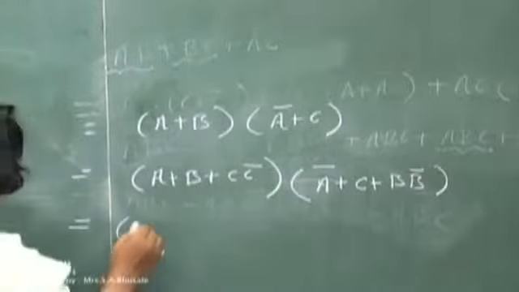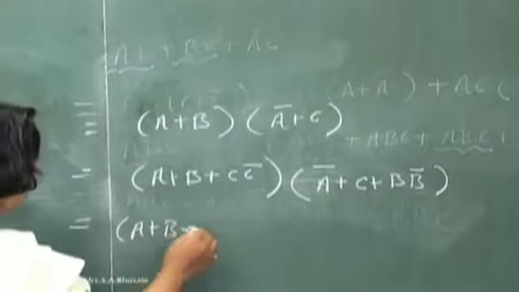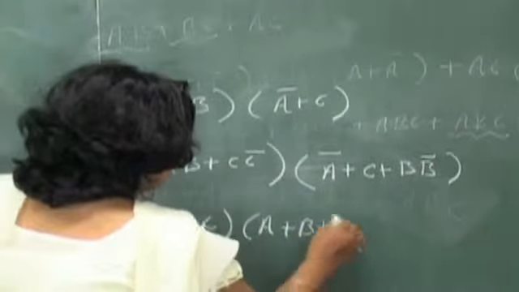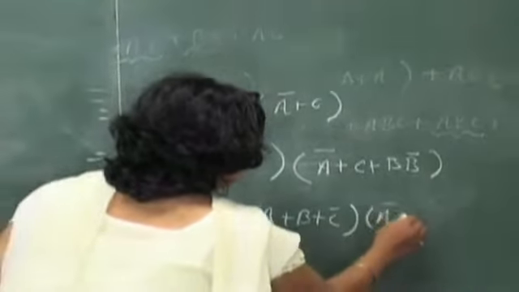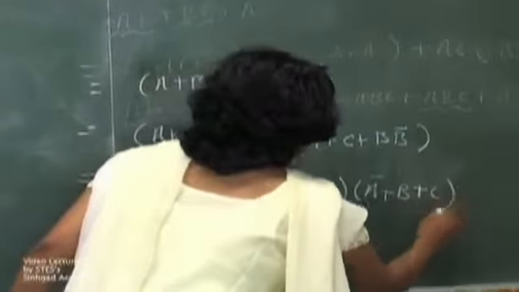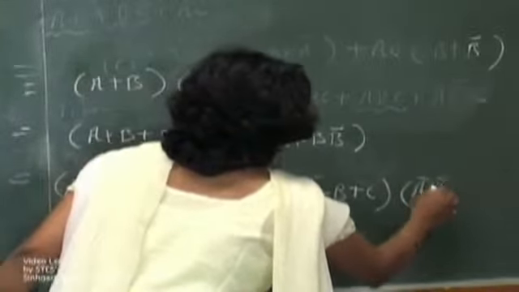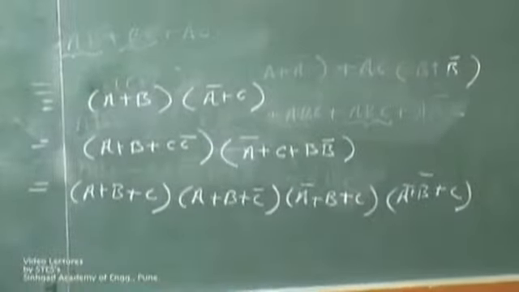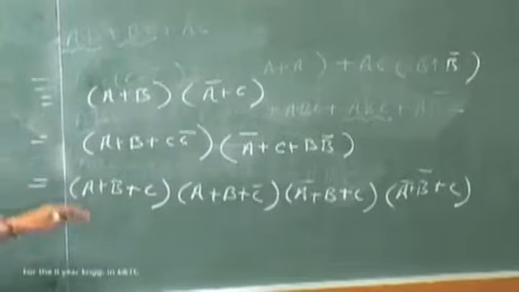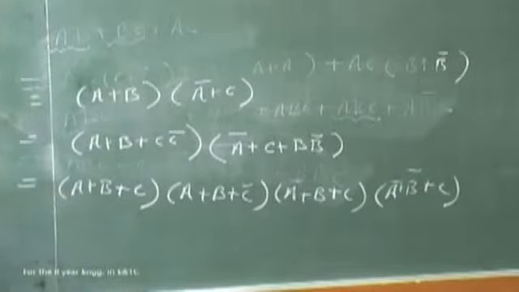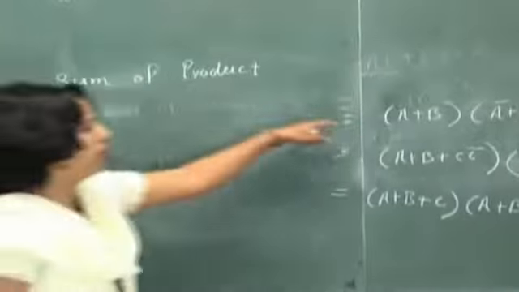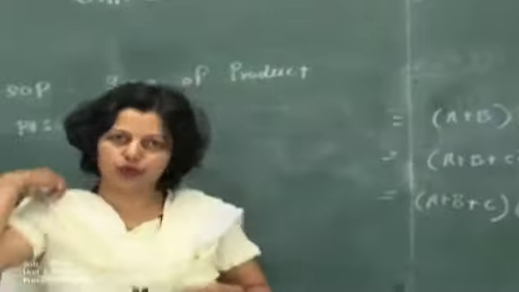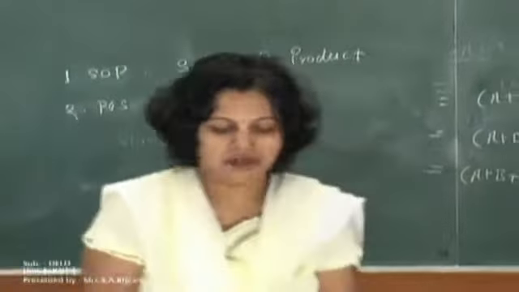So let us expand this one. It will become A plus B plus C. I am using Boolean algebra for this. A plus B plus C bar, A bar plus B plus C and A bar plus B bar plus C. Okay, so no term is repeated, that is why the equation will be taken as it is. Now this one becomes the standard POS form of the given equation. So these two equations, the standard SOP and standard POS form, are very important for reduction purpose.